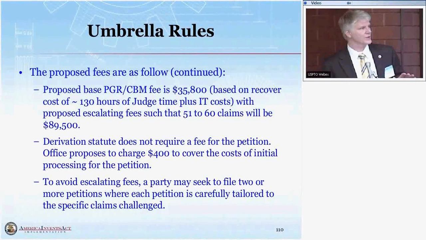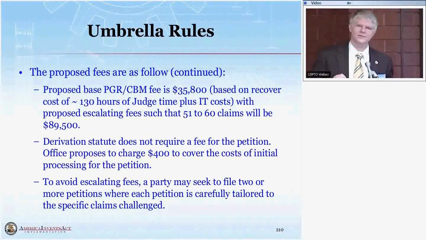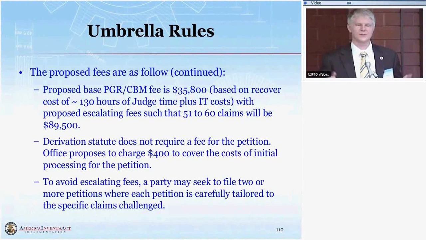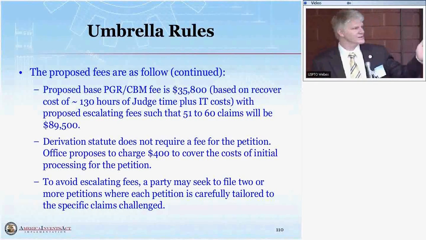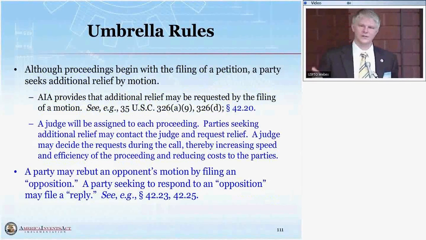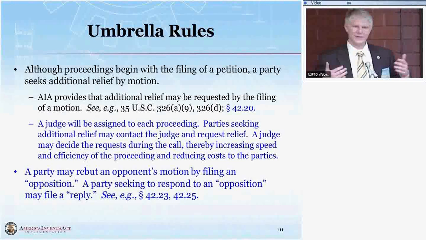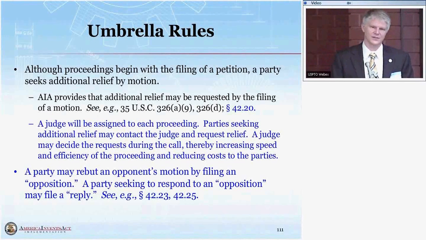Now, the next point I want to go into is, as we mentioned earlier today, we defined the word petition as what you started the proceeding with. Again, we're pointing out, how do you seek additional relief? We're calling it a motion, but really, that can be as simple as a call to the judge.